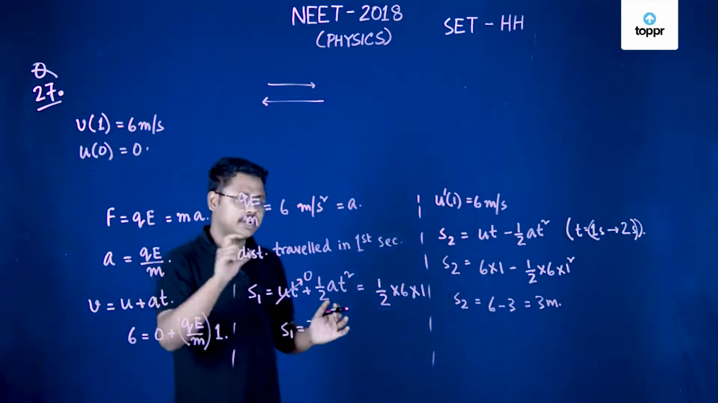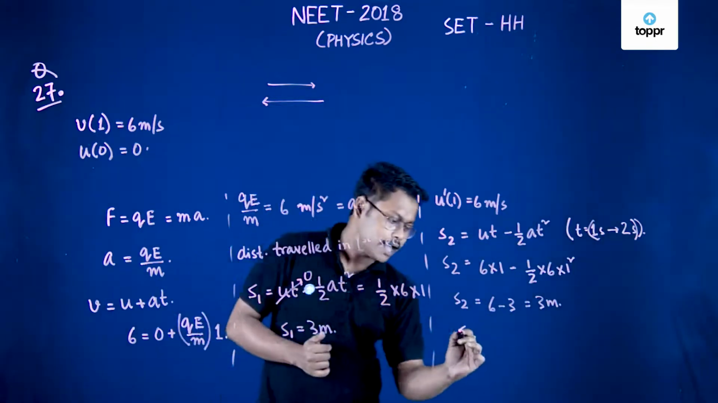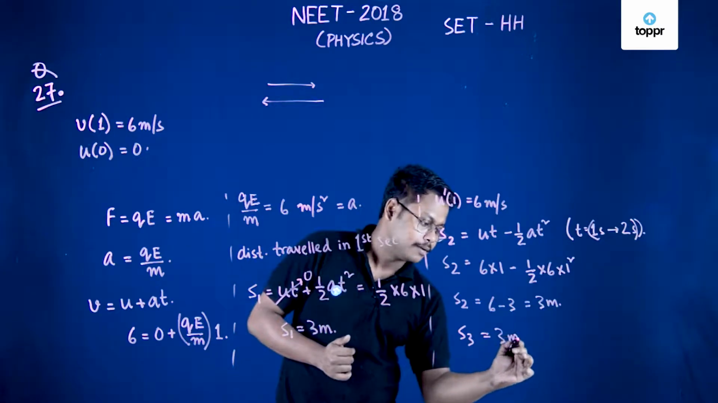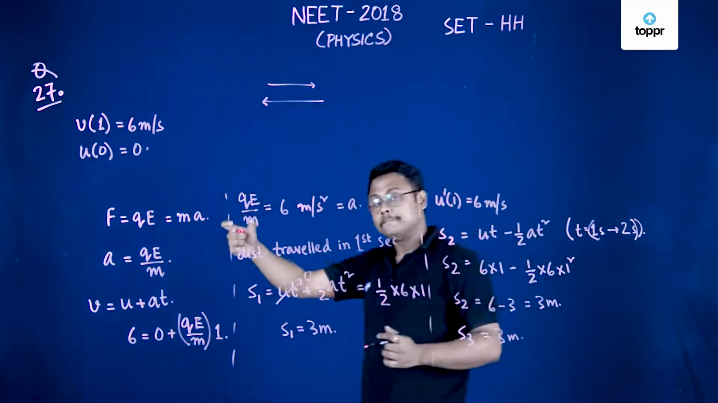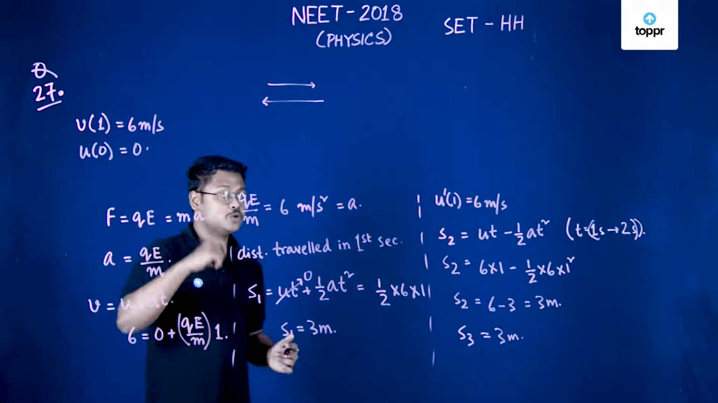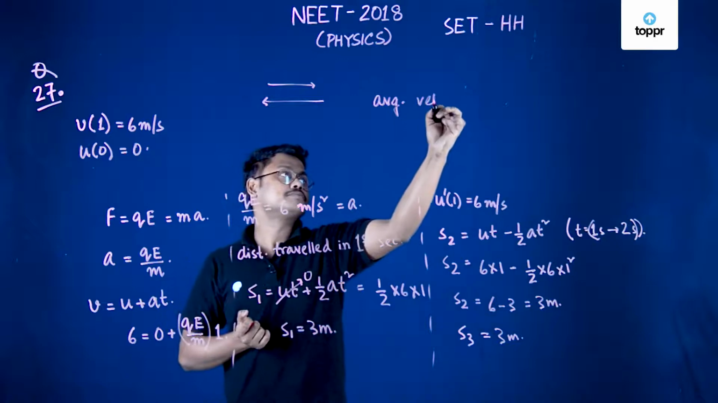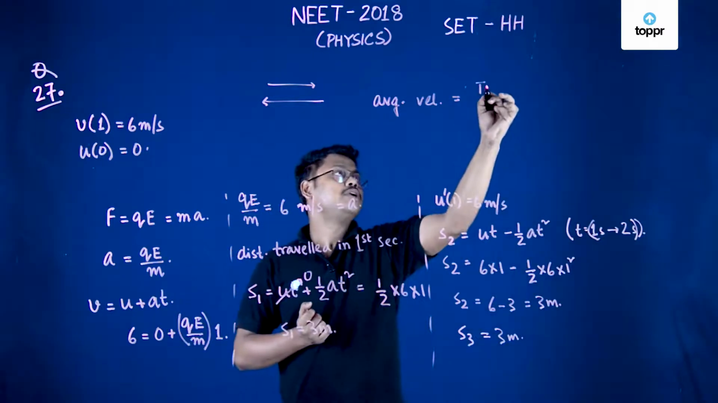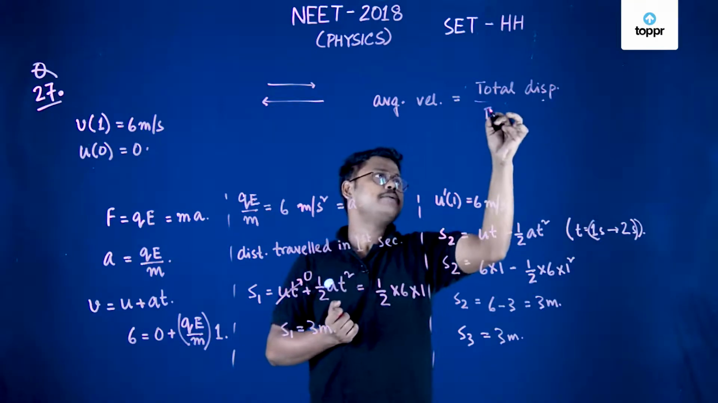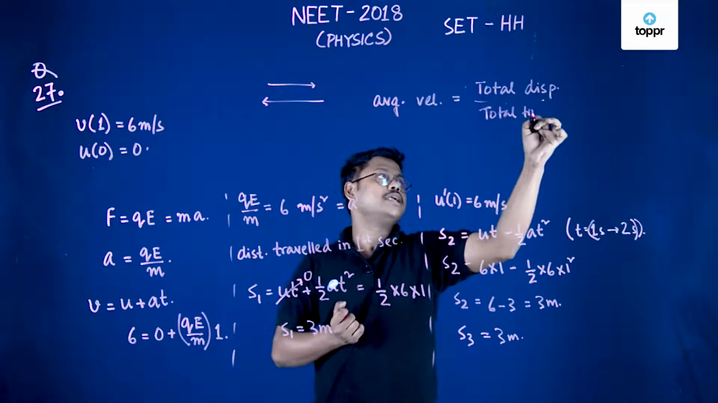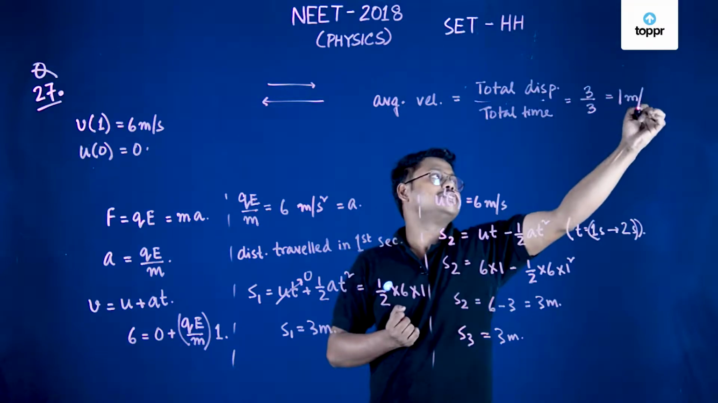So similarly after S2 what will we get? S3 for time equals 2 second to 3 second. So S3 will again be equal to 3 meter, right? Now just try to understand, S1 is along one direction but S2 and S3 are along the opposite direction. So what is the value of the average velocity? Average velocity is equal to total displacement divided by total time, right? That is 3 upon 3, that is 1 meter per second.